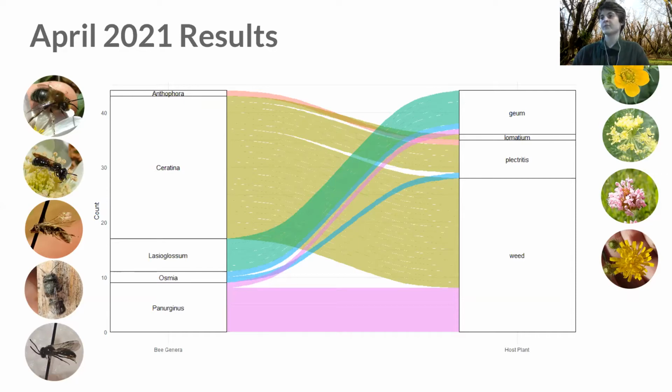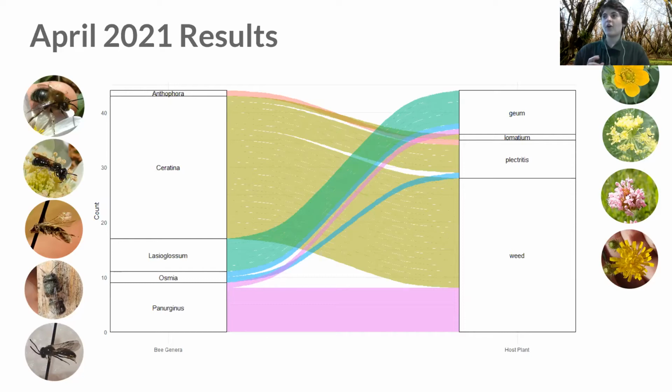So on the left side, there are 5 bee genera that were collected in April, and I have photos of all of those bees on the far left. The lines in between connect the bee to the plant that they were collected off of. Geum, Lomatium, and Plectritis, those top 3 flowers, are all native Oregon species, and everything else below that is weed species, which again were not intentionally seeded.